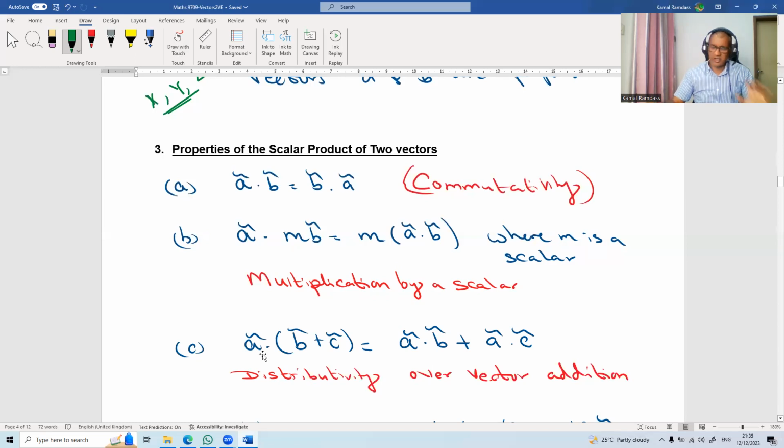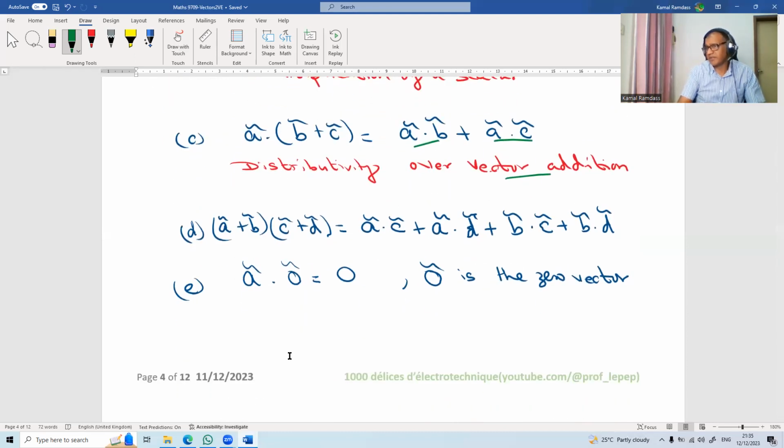A bar dot, in brackets, B bar plus C bar. Here we can expand it: A bar dot B bar plus A bar dot C bar. And here we can say that the scalar product is distributive over vector addition. OK? And another example, the same thing: A bar plus B bar multiplied by C bar plus D bar. Here we get A bar dot C bar plus A bar dot D bar plus B bar dot C bar plus B bar dot D bar. We get it like that. OK?